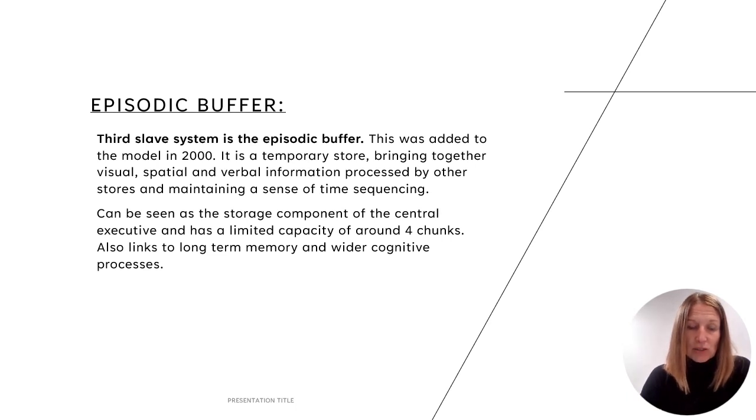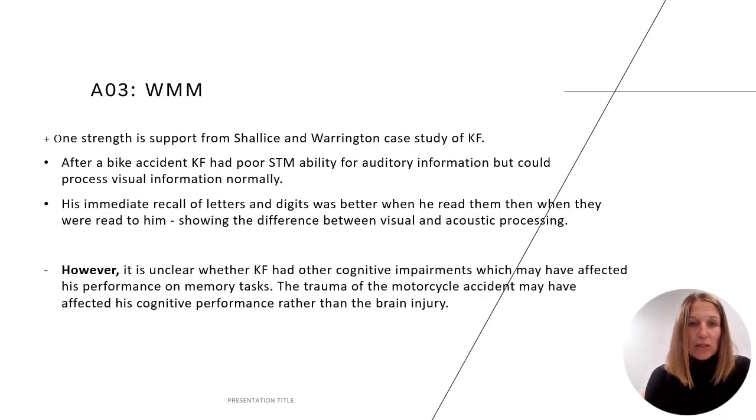It can be seen as the storage component of the central executive and has a limited capacity of around 4 chunks. It also links to long-term memory and wider cognitive processes such as perception, so how we see the world. So one strong piece of research evidence for the working memory model is by Shallice and Warrington on a case study referred to as KF.